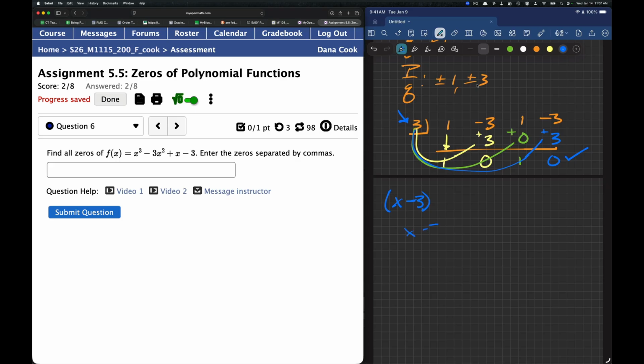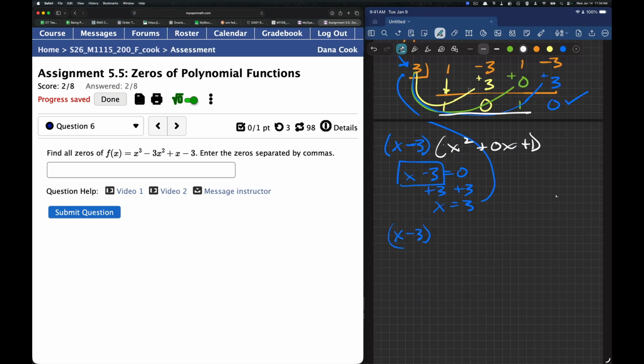Remember, how did we get that? When I set the factor equal to 0 and then solve for x, I get x equals 3. That's my root, or 0. This is my factor, x minus 3. And this quotient is x squared plus 0x plus 1, which of course is x squared plus 1.